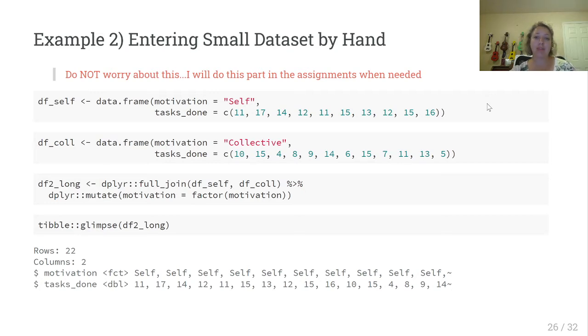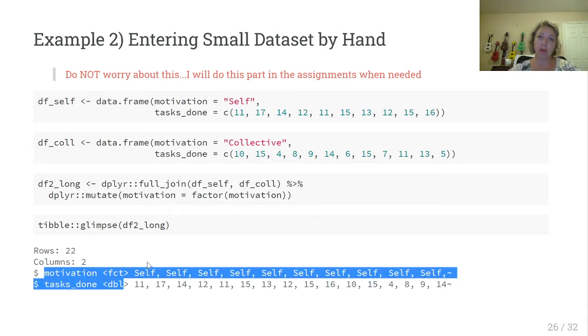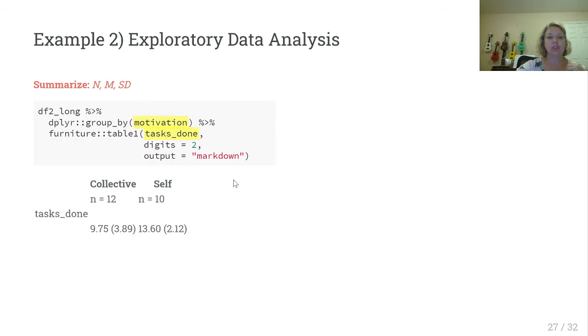So don't worry about this part. I'm just reading the data into R, but you want to know that there are two variables. There's motivation that tells us which group they were in, and task done that says how much they accomplished. So I'm going to do my exploratory data analysis first, always. I'm going to summarize with a mean and standard deviation for each of the groups. So motivation is what I'm going to group by. That's either collective or self-motivation. They get paid on what the group did or what they themselves did. And I'm going to summarize how many tasks they had done at the end of the time period.